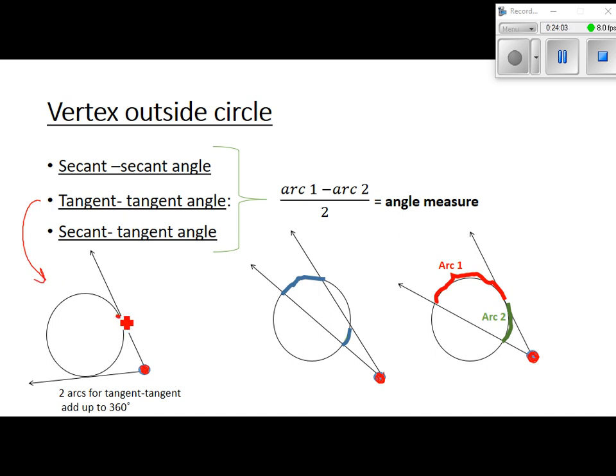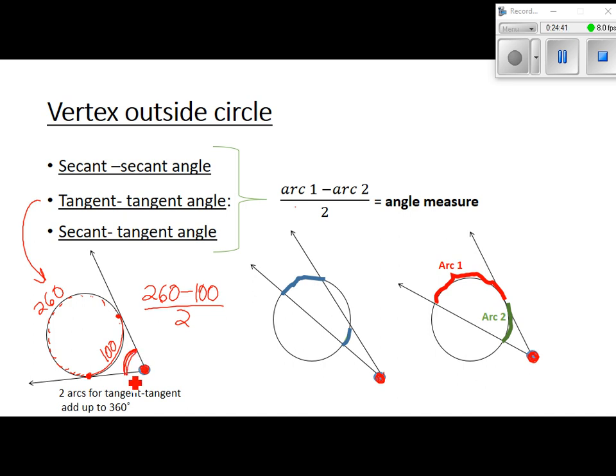So you'll notice in a tangent, you have this arc that it cuts off, and then you have this arc. Well, in this one, the 2 arcs together always add up to 360 degrees. So if I know this one's 100, that means this other one out here has to be 260. And all you do on this one, you take the 2 arcs, 260 minus 100, you subtract the 2 arcs, divide by 2, and that's going to tell you the angle measure.